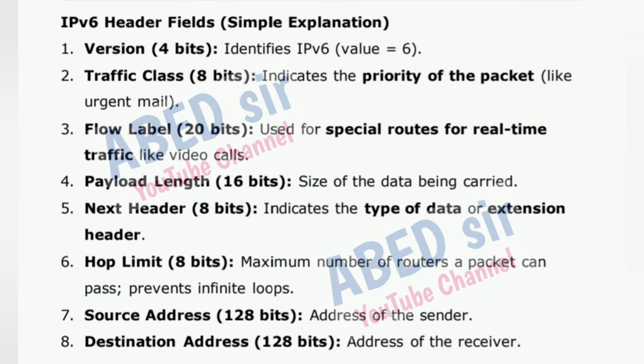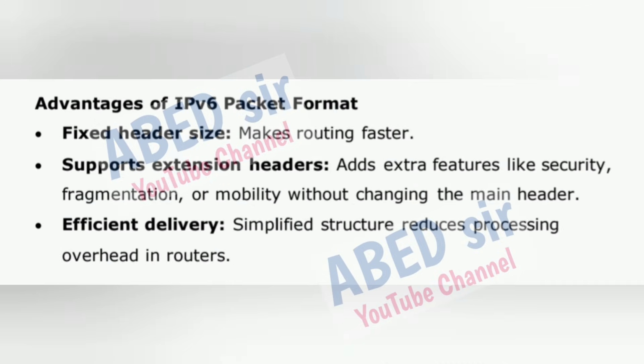5. Next header, 8 bits, indicates the type of data or extension header. 6. Hop limit, 8 bits, maximum number of routers a packet can pass, prevents infinite loops. 7. Source address, 128 bits, address of the sender. 8. Destination address, 128 bits, address of the receiver.